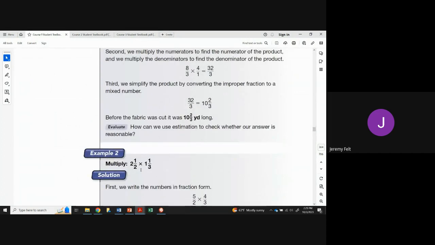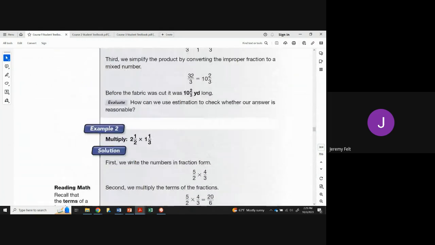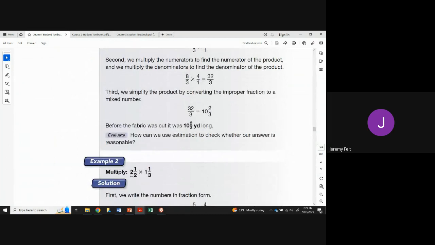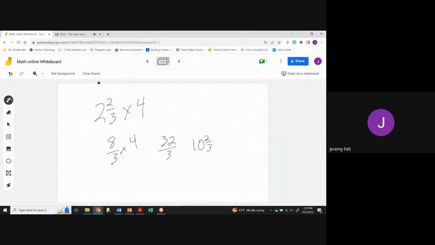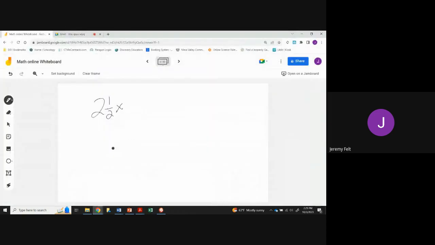If we're multiplying 2 mixed numbers, again, same thing, we need to make these into improper fractions: 2 1/2 by 1 1/3. 2 times 2 is 4, plus 1 is 5. 1 times 3 is 3, plus 1 is 4.